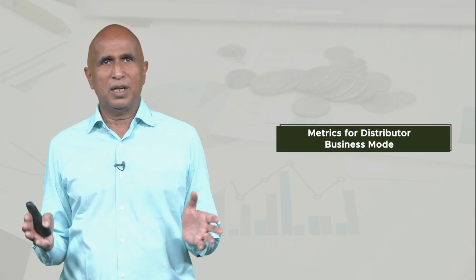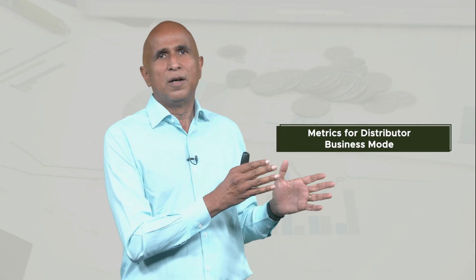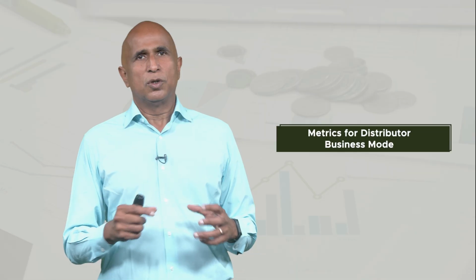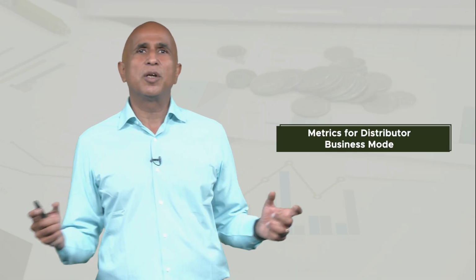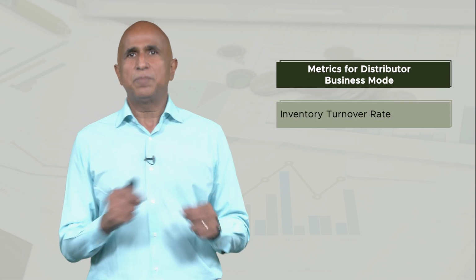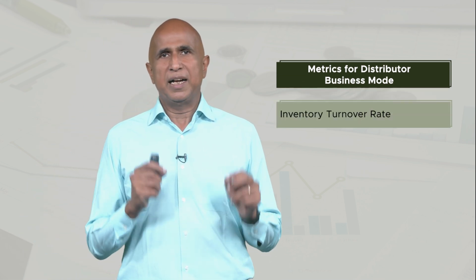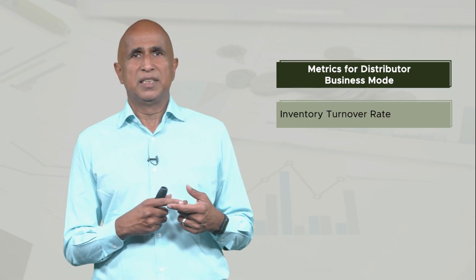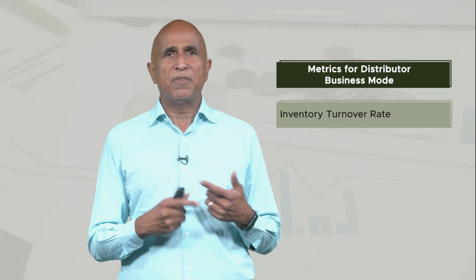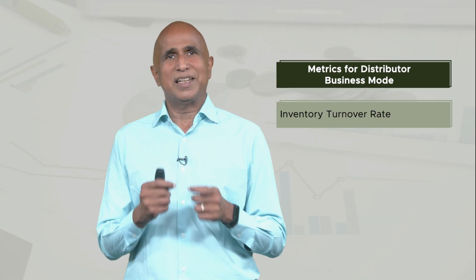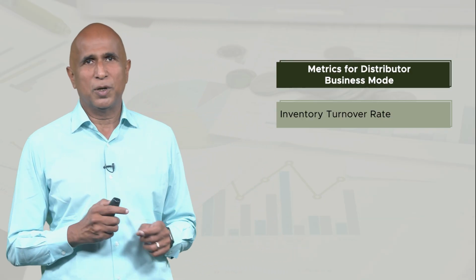So, let's take the next business model, which is the distributor business model, where a company purchases goods from the manufacturers and sells them to the retailers or customers. So, this is not manufacturing, it's a pure distributor business model. What are the metrics here? One is the inventory turnover rate. This measures how often the company sells and replaces its inventory over a specific period of time. High turnover rates can indicate strong sales or effective inventory management. So, the number of times you are able to turn over inventory is an indicator for a distributor business model.